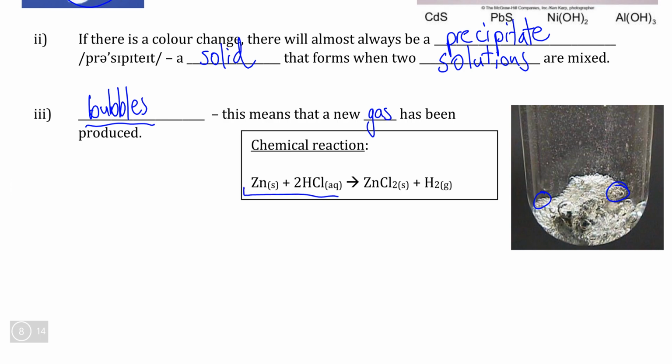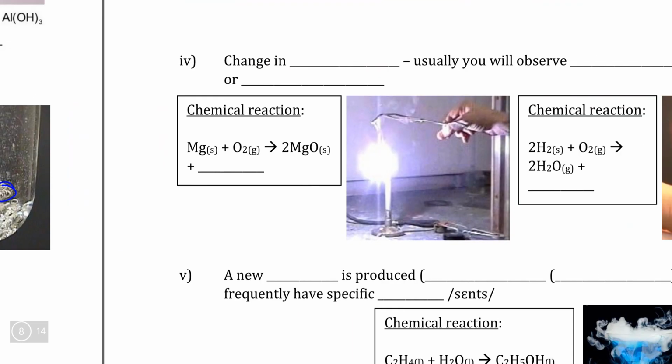So if we look at the reactants here, the S here indicates that we're dealing with a solid, and AQ indicates that we're dealing with some sort of dissolved compound. But if we look in the products, we can see this G here indicates that we've made a new gas, in this case, hydrogen gas. And because these bubbles were not here before, because there was no gas in the reactants, this hydrogen here is new, meaning that a chemical reaction has occurred.